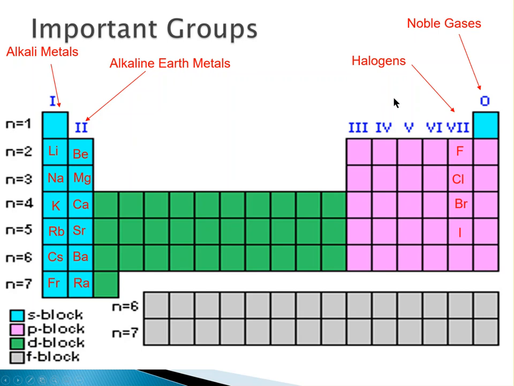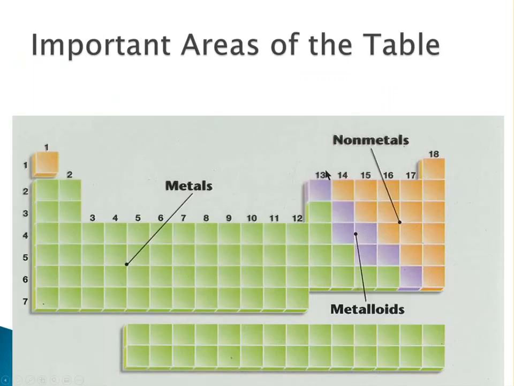And group 18 are known as the noble gases. Those are helium, neon, argon, krypton, xenon, and radon. All right, so other ways the table is broken up is into metals, nonmetals, and metalloids.